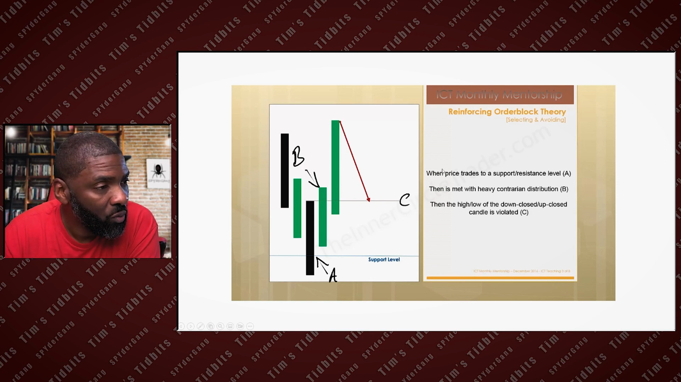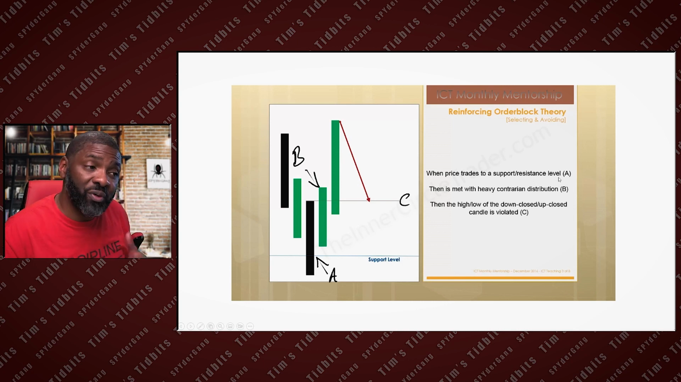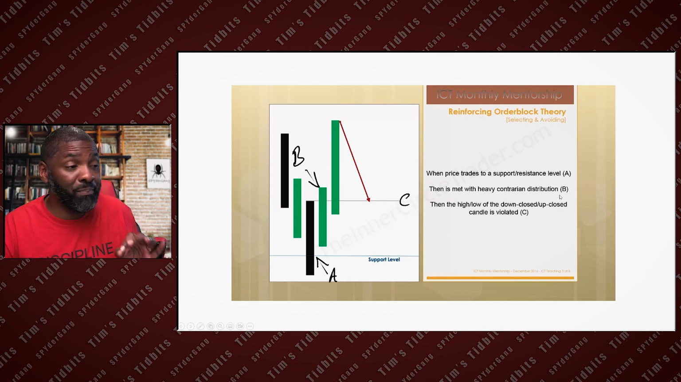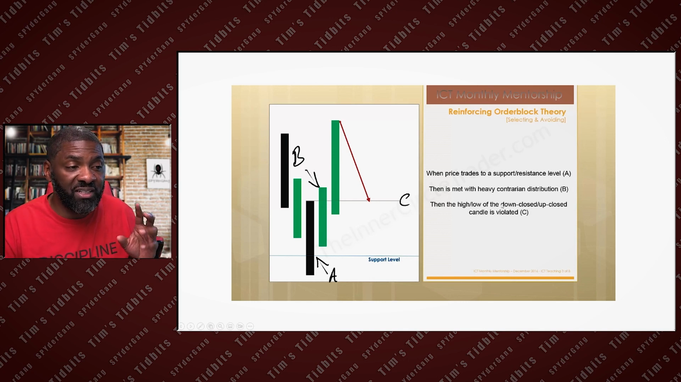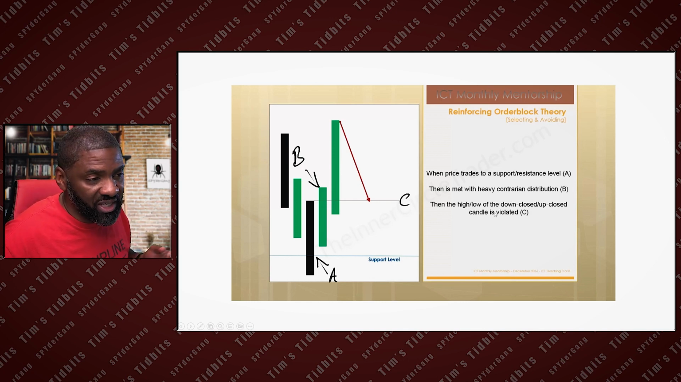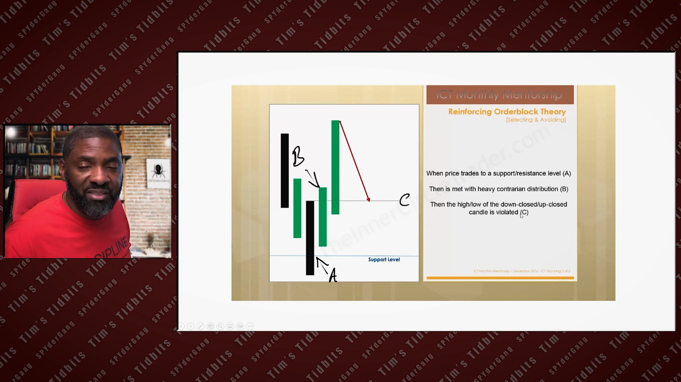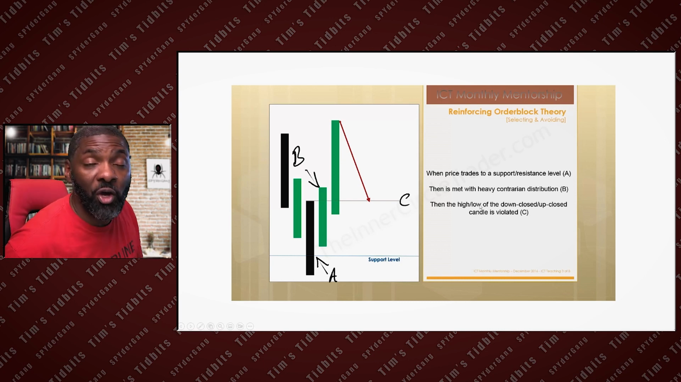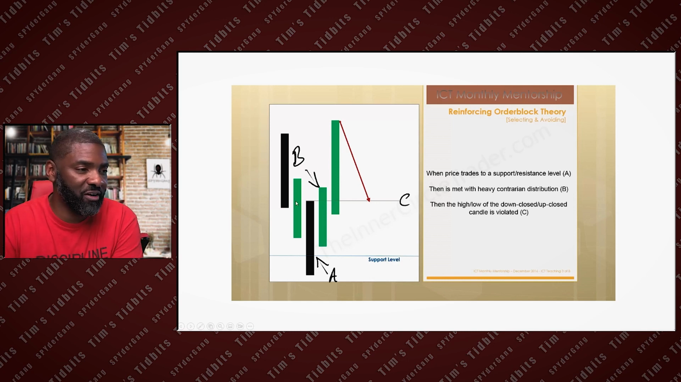Let's read it together. When price trades to a support or resistance level at A, then it's met with heavy contrarian distribution at B, then the high or the low of the down close or up close candle is violated at C. That constitutes an order block. Well, Tim, you said a whole bunch of stuff that I do not understand. Let's see if we can clarify it, right?